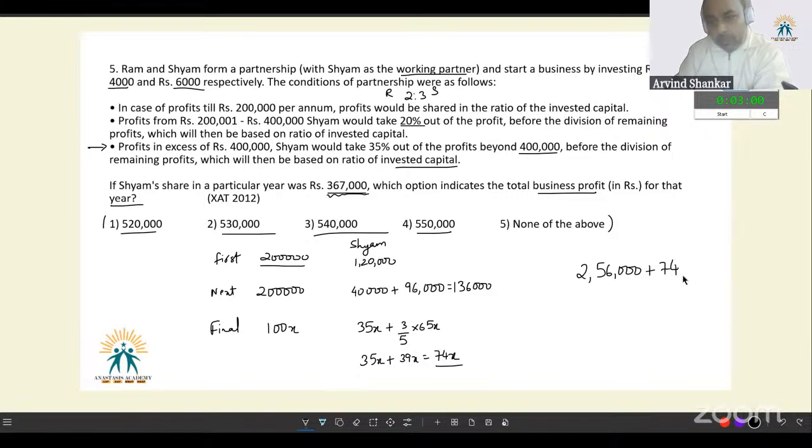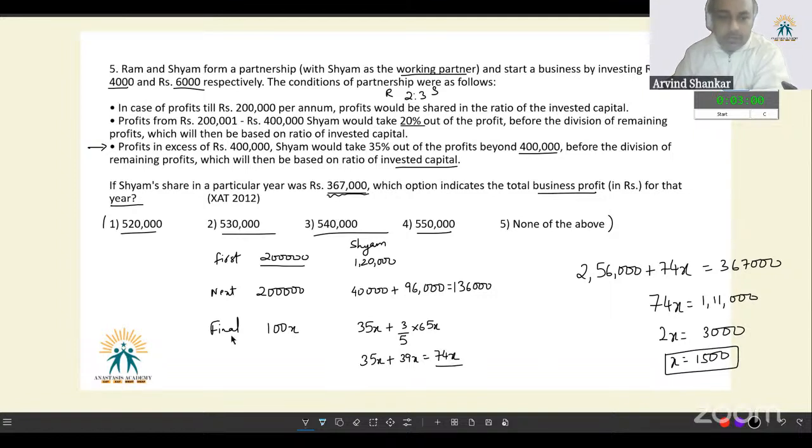plus 74x, which is equal to 3,67,000. And 74x is equal to 1,11,000. 37 will cancel on both sides, so I get 2x is equal to 3,000 and x is equal to 1,500. If x is 1,500, first 2 lakh of profit, next 2 lakh of profit, and then in this portion we have 1,50,000 of profit. Altogether, what is the total profit earned by the business in this period?